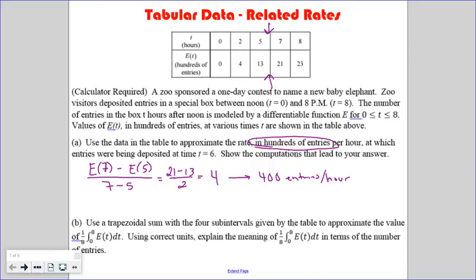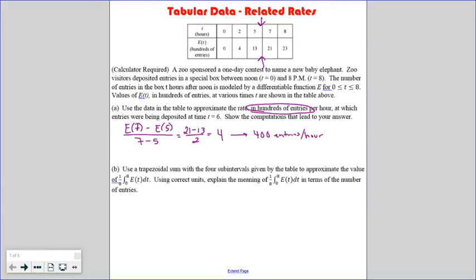Part B is a trapezoidal sum, so thinking trapezoids here, connecting those values, with 4 subintervals given by the table to approximate the value of, and notice the 1/8 in front of that. So the 1/8 we will hold on to, and then the trapezoid part is going to do the integral part. So I'm going to do my trapezoids inside of here, using the trapezoid formula, 1/2 the height, and if I look at this first trapezoid, it's going to be those values right there.